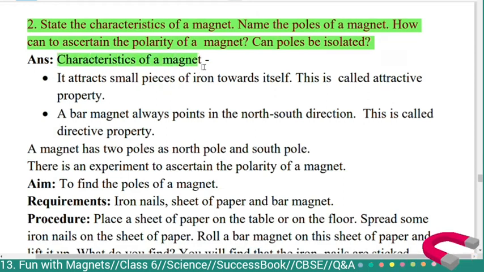First, characteristics of a magnet. It attracts small pieces of iron towards itself. This is called attractive property. Second, a bar magnet always points in the north-south direction. This is called directive property. A magnet has two poles as north pole and south pole. There is an experiment to ascertain the polarity of a magnet.